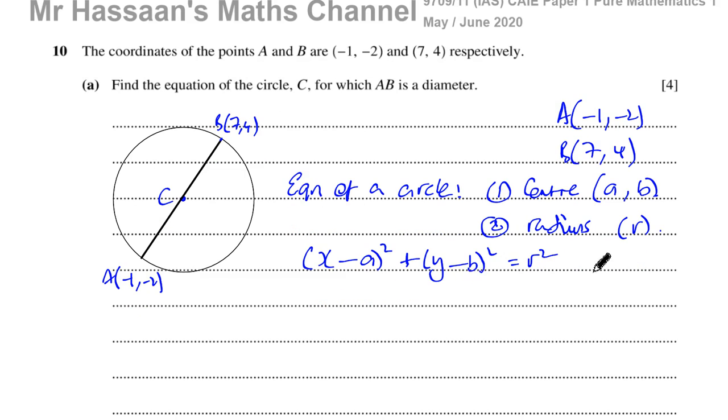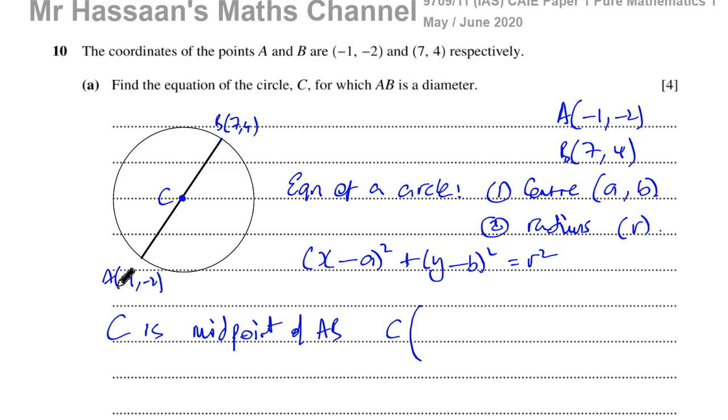So how do I find the center and the radius of the circle? Well, this is the diameter, and this is the center. The center is the midpoint. C is the midpoint of AB, and we can use that fact to find the coordinates of C, because the midpoint is found by the average of the x coordinates and the average of the y coordinates.